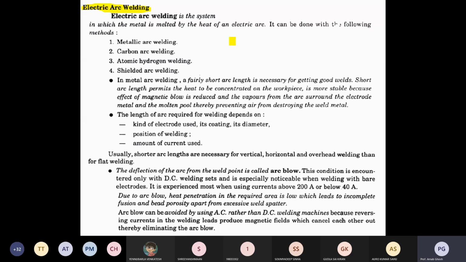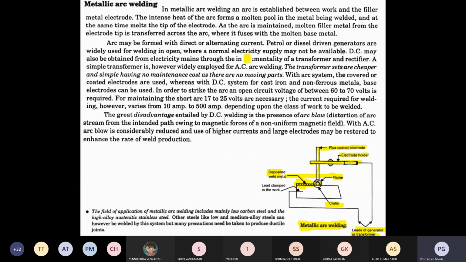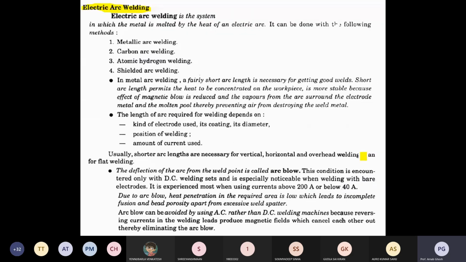So what is the importance of the flux? Here you know that it is a flux coated electrode. The flux provides two benefits. Number one, the flux helps in quick melting of your filler material. Second, when it is welded, the flux coating is there. If the welding material is a filler material and you have a flux coating, there is a reduction in the chances of oxidation of your filler material with the air. That's the purpose of the flux.